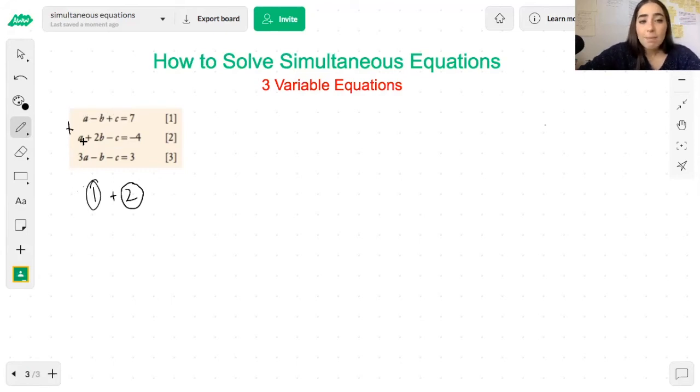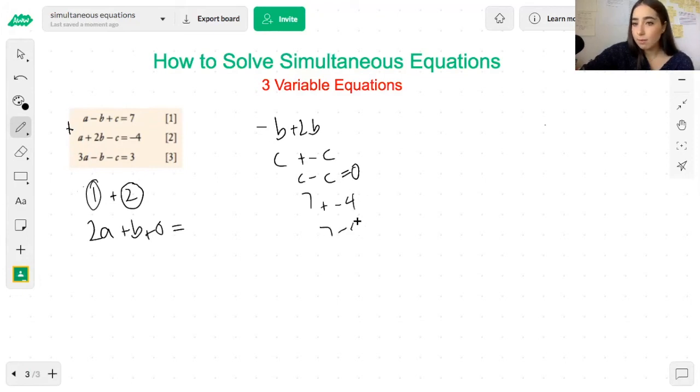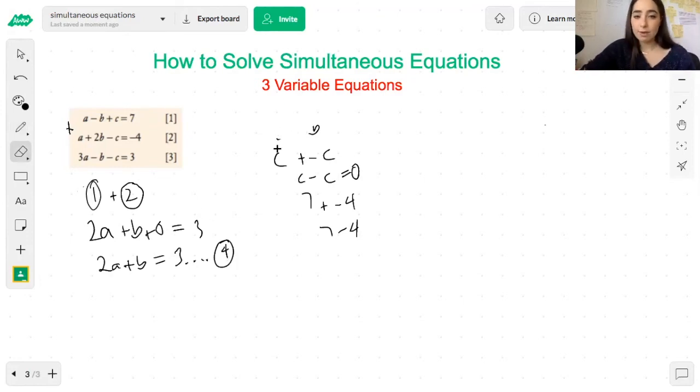So that means A plus A gives me 2A, minus B plus 2B gives me positive B, and C plus minus C, which is C minus C, is 0. On the right-hand side, we have 7 plus minus 4, which is 7 minus 4, which is 3. So this is 2A plus B equals 3. So this is now equation 4. You can see now that we've eliminated a variable, it's simplified it for us.